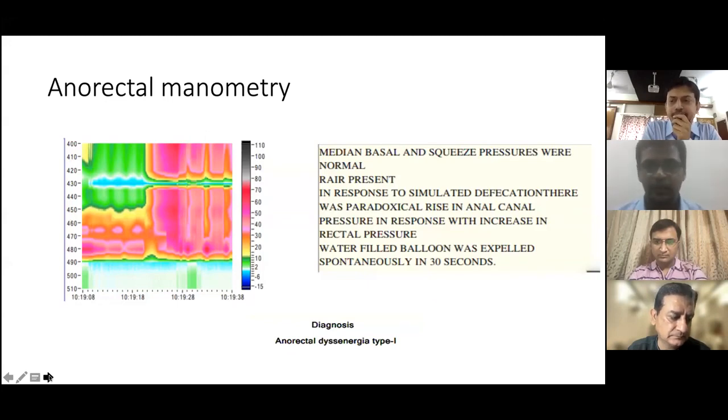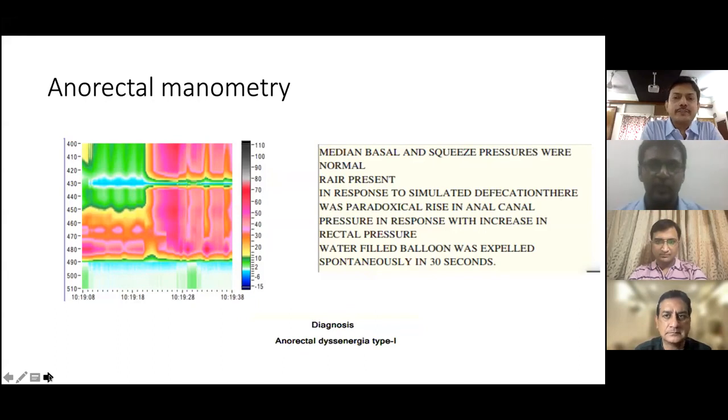Any other advantage of doing these tests? If we do an anorectal manometry, we can advise biofeedback therapy, which would be the mainstay of management in this patient, and reassurance to the patient. So reassurance, biofeedback, and to confirm the diagnosis. Okay, go ahead. So here you have the anorectal manometry.